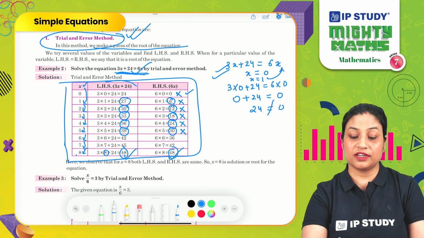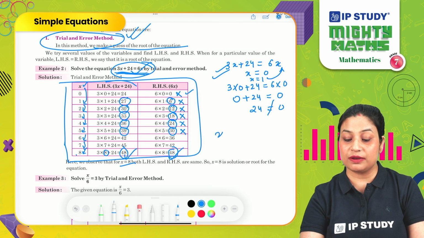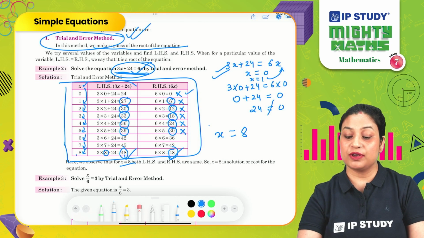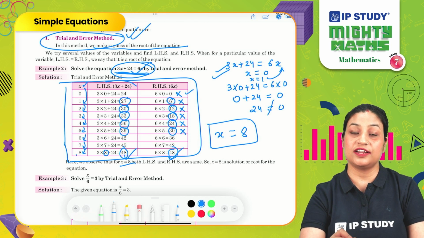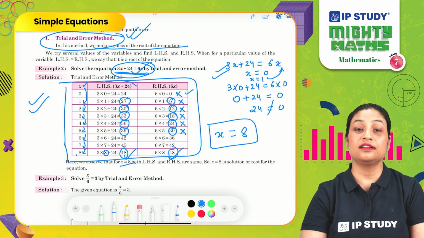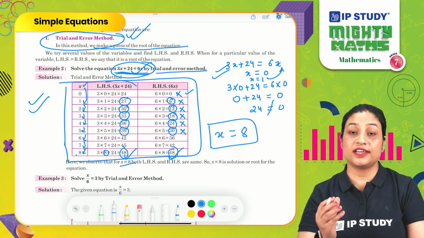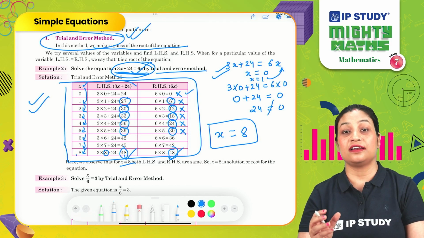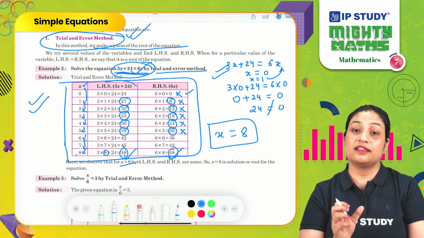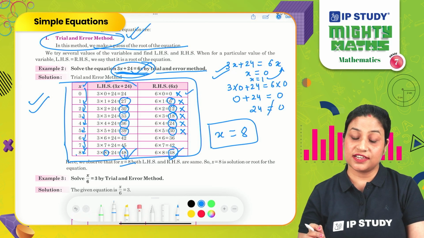So, for the given expression, 3x plus 24 is equal to 6x, what is the value of x? The value of x will be 8. Why? Because when I put x equals 8 in the given expression, the left hand side and right hand side of this equation become equal, right? So this is one method. This method is called the trial and error method, where you keep on guessing the value of your variable until you get a value that makes the left hand side and right hand side of the given equation equal. I hope you have understood this example.